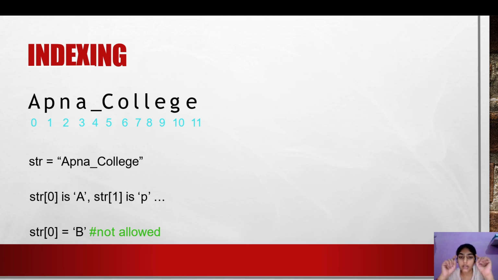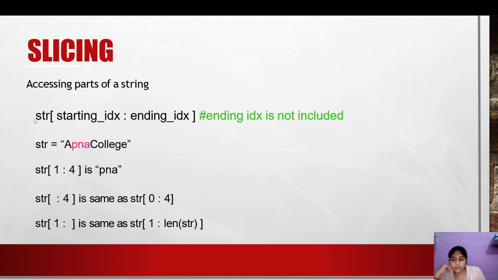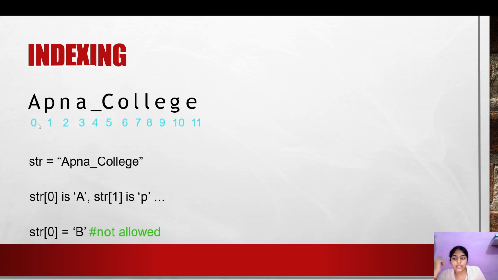Never ever forget this: indexing always starts with 0 in Python. In your normal human life, whenever you're counting something, you count from 1, but in indexing you count from 0. So here we wrote 0, 1, 2, 3, 4, 5 in this way.